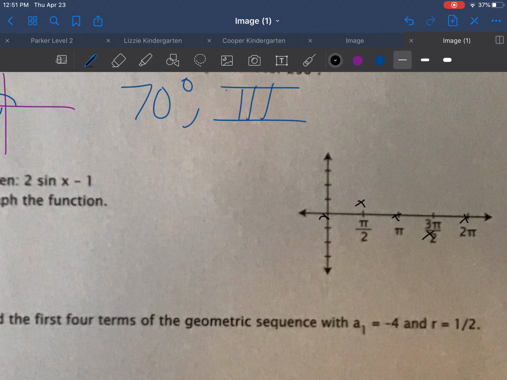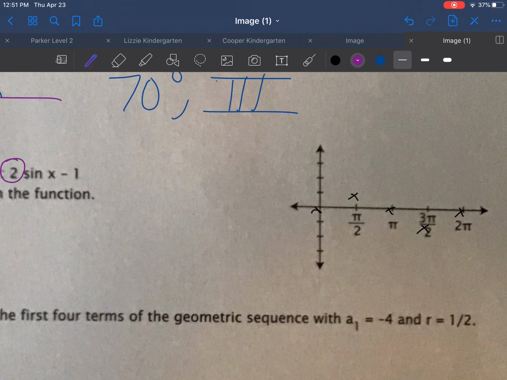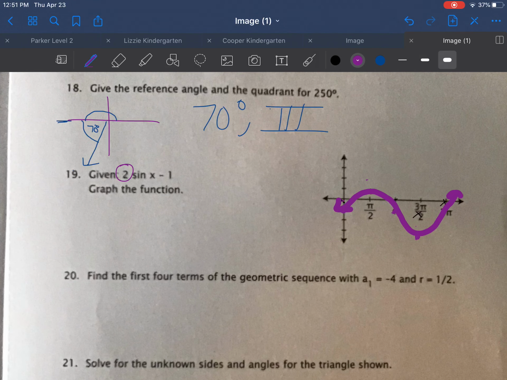Okay, we want 2 sine x minus 1. That means all of my y values multiply by 2, and then we go down 1. 0 times 2 is 0 minus 1, so it's going to end up down here, -1. 1 times 2 is 2, but then we subtract 1, so we actually end up right back where we started. 0 times 2 is 0 minus 1, so we go to -1. -1 times 2 would be -2, but then we go down 1 unit, so we actually end up down here at -3. And then all my x-axis ones are here, and we can graph a beautiful curve. Yay!